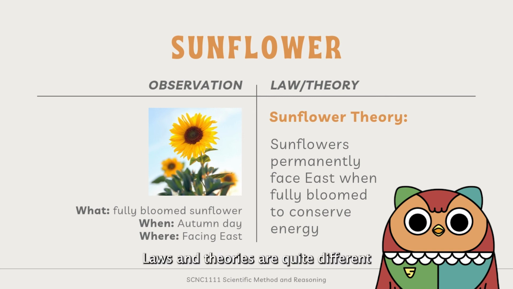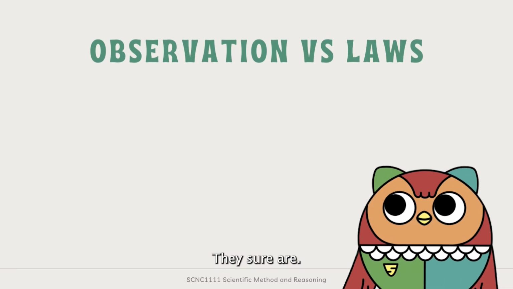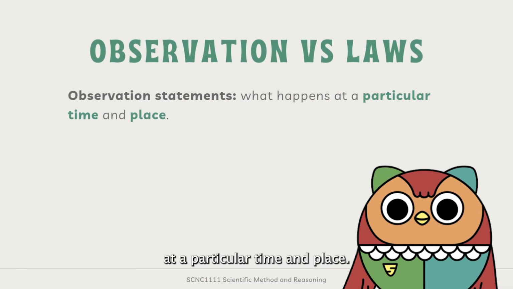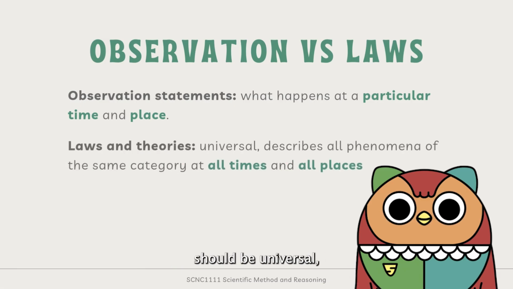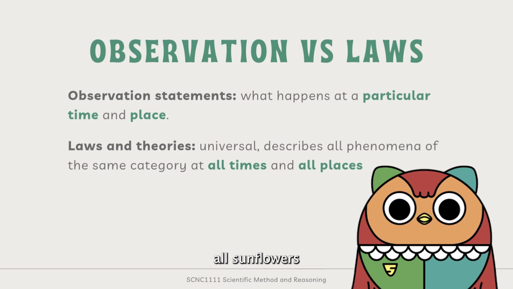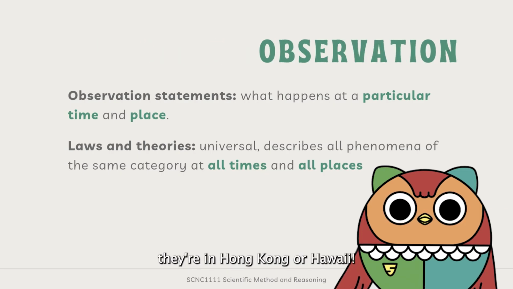Wow, laws and theories are quite different from observation statements. They sure are. Observation statements are about what happens at a particular time and place. But laws and theories should be universal in the sense that they describe all phenomena of the same category at all times and all places. So from our example, all sunflowers should permanently face east when fully bloomed, whether they're in Hong Kong or Hawaii.